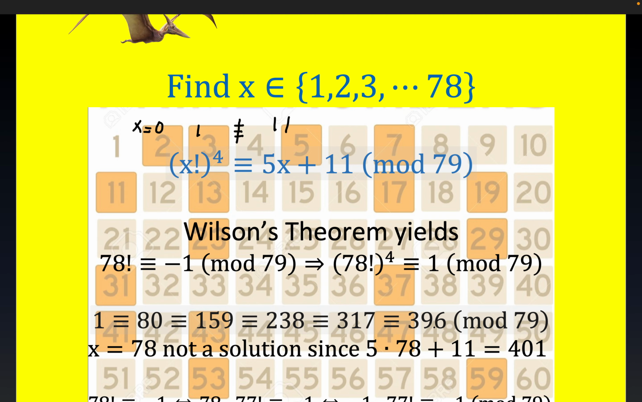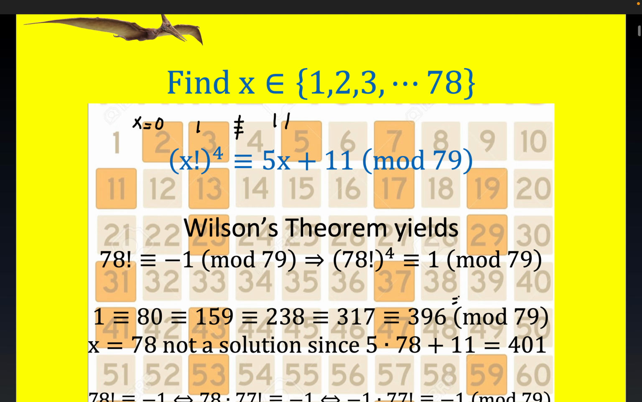No way, because the next one would be what? 475. I can put 475 here, just right there. That would be the next one. And it goes on forever, but anyway, that helps a little bit to see that large number 475. Now, so 78, not a solution.